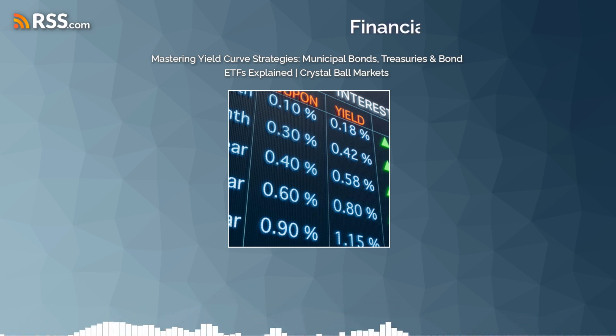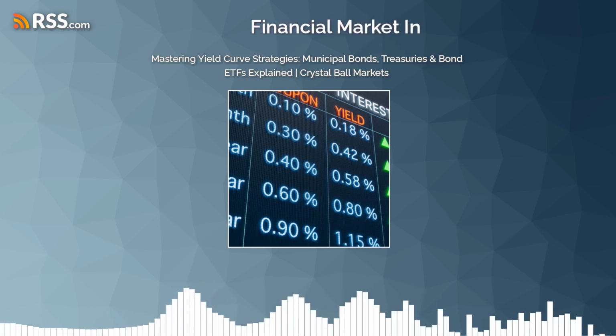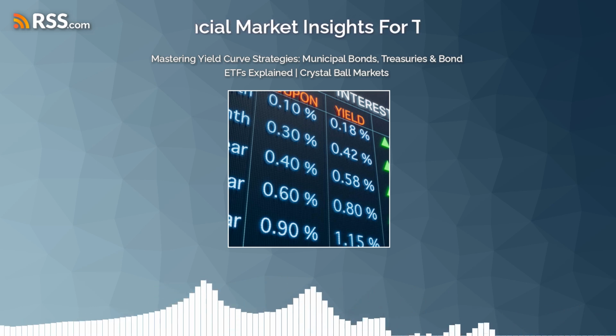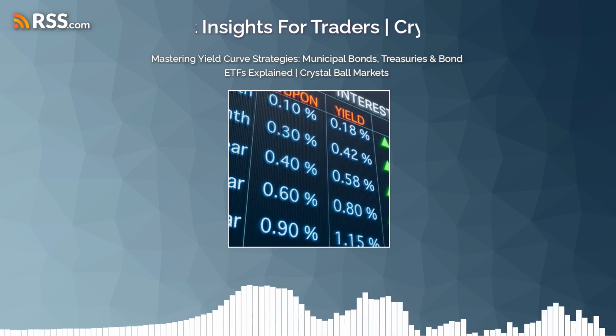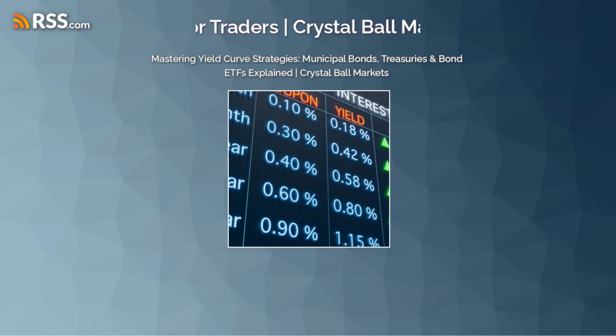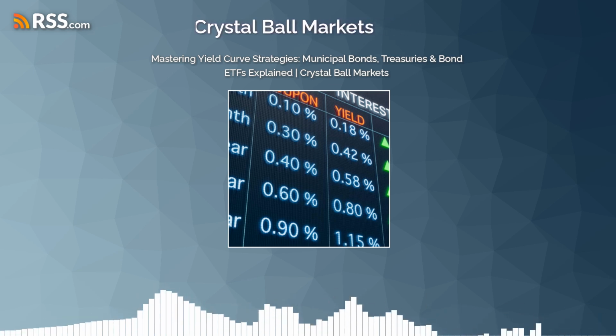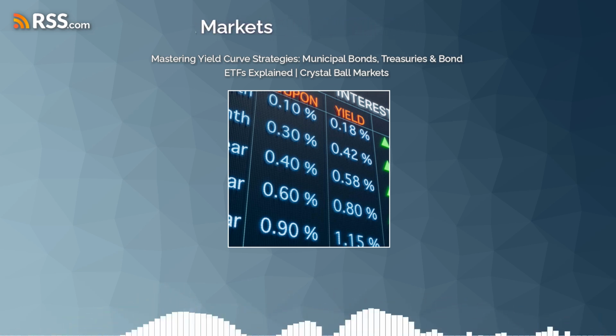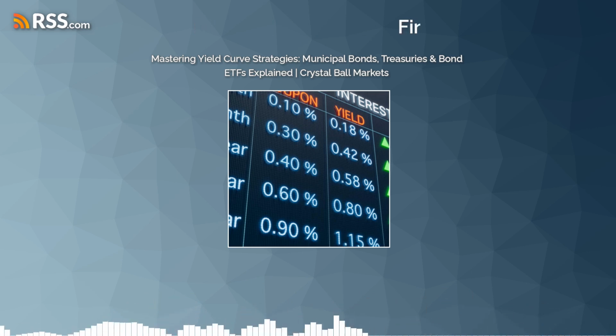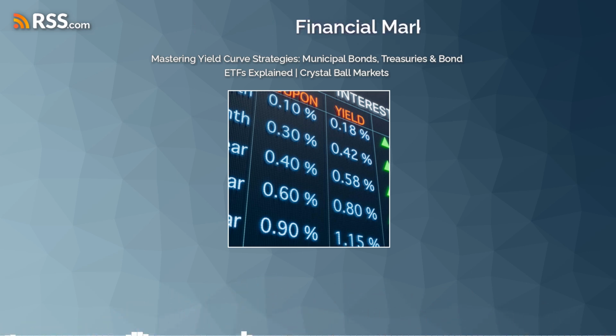Here's a quick comparison. Imagine a 10-year treasury yielding 4% and a muni yielding 3%. If you're in the 35% tax bracket, the muni's tax equivalent yield is about 4.6%. That makes it the better deal after taxes, even though the headline number looks lower.